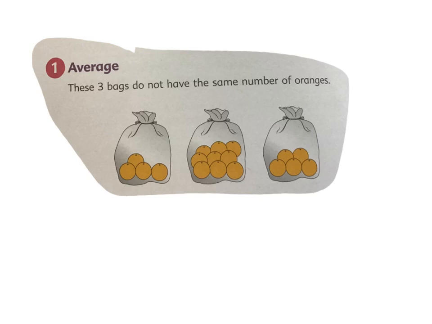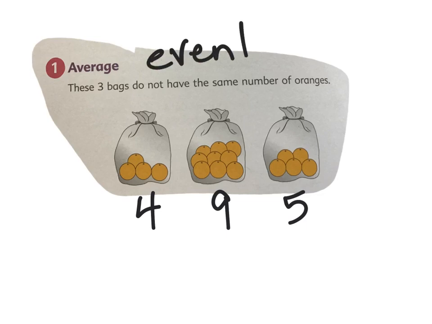So we're going to find averages. And now I have 3 bags of oranges. In the first bag, I have 4 oranges. In the second bag, I have 9 oranges. And in the third bag, I have 5. To find the average, what I want to do is make sure that every bag has them evenly. So we can take some out of some and put them in different ones.